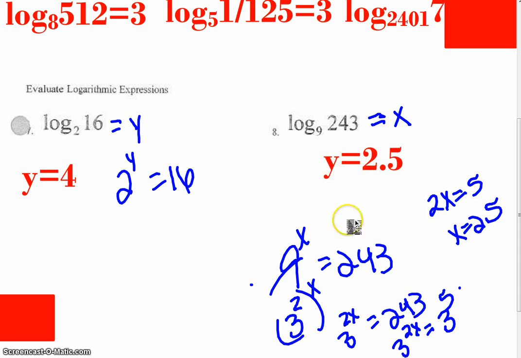Okay, that one's not as clear. I kind of went around the world with my writing. But look back and see if you understand what steps. You've got to break that base down as small as you can. Then you multiply your powers, and then you've got to figure out how to get the same base on the other side.